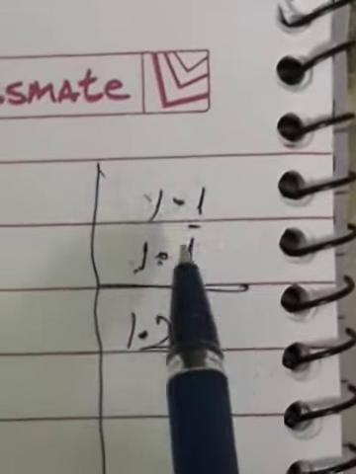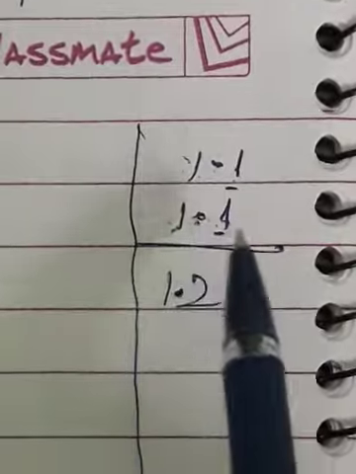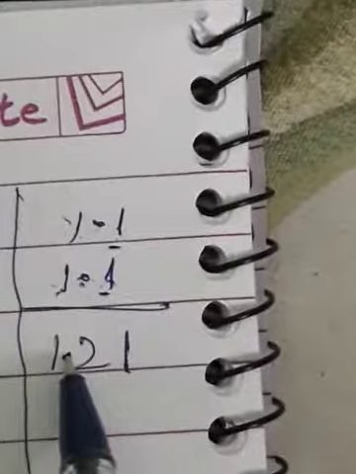I repeat again. After the decimal point there is one digit here and one digit here. So how many total digits after the decimal point? Here was one digit, here is one digit, so 1 plus 1, 2 digits. So in the answer, you will put the decimal point before 2 digits. 1, 2, so put it here. So when we multiply these two numbers, the answer is 1.21.